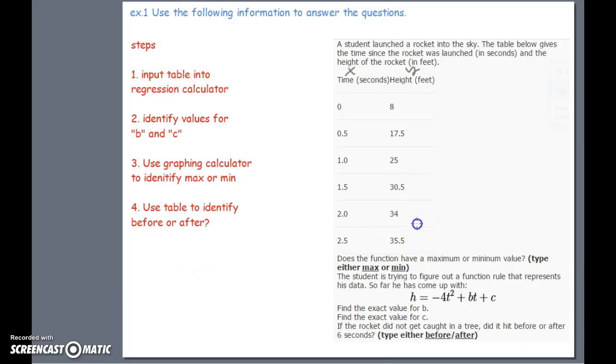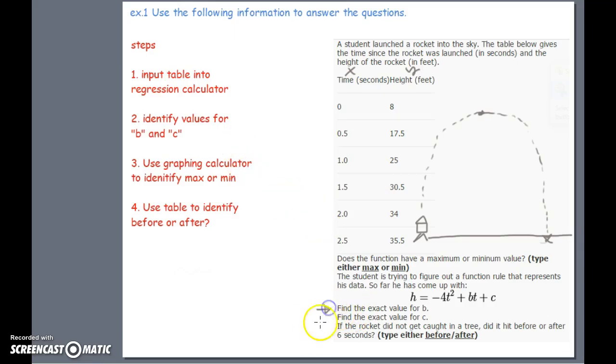If you think about your rocket, as you launch it up into the sky, it's going to go up some distance, it's going to hit its vertex, and then it's going to begin to come back down to the ground. So the ground is obviously right here, and we're trying to figure out, is the time at which it hits the ground 6 seconds, or is it a little bit before, or a little bit afterwards? So let's do the first part, which is to figure out what b and c are.